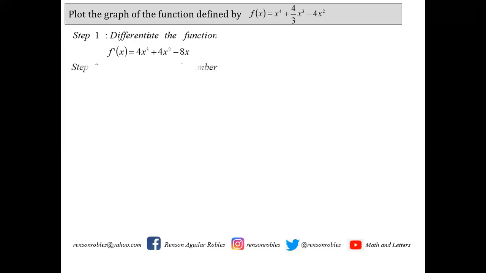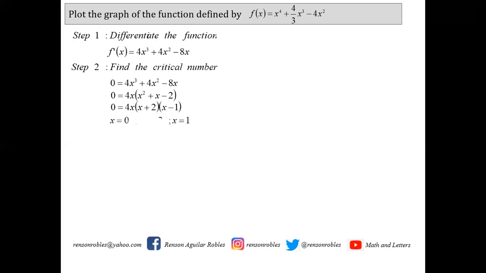And then the second step is to find the critical numbers. To look for the critical numbers, we let f prime of x equal 0. So we have 0 equals 4x cubed plus 4x squared minus 8x. And then solving for x, we have x equals 0, x equals negative 2, and x equals 1. So we have three critical numbers here.